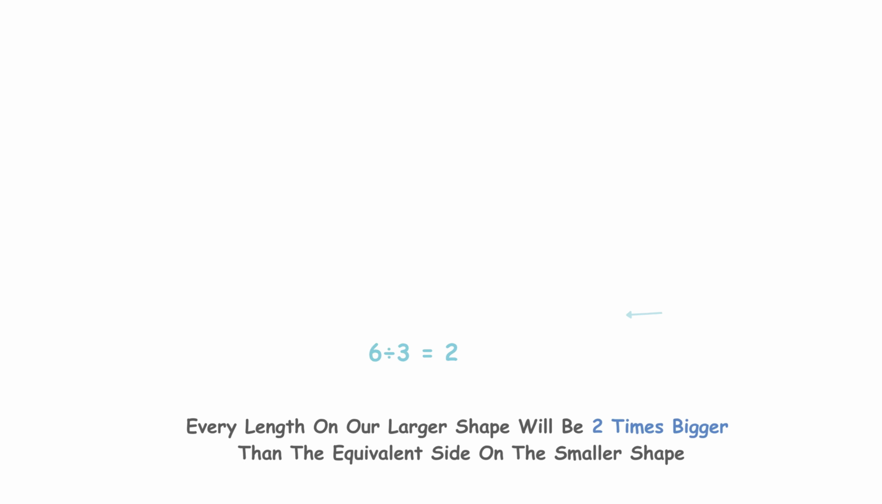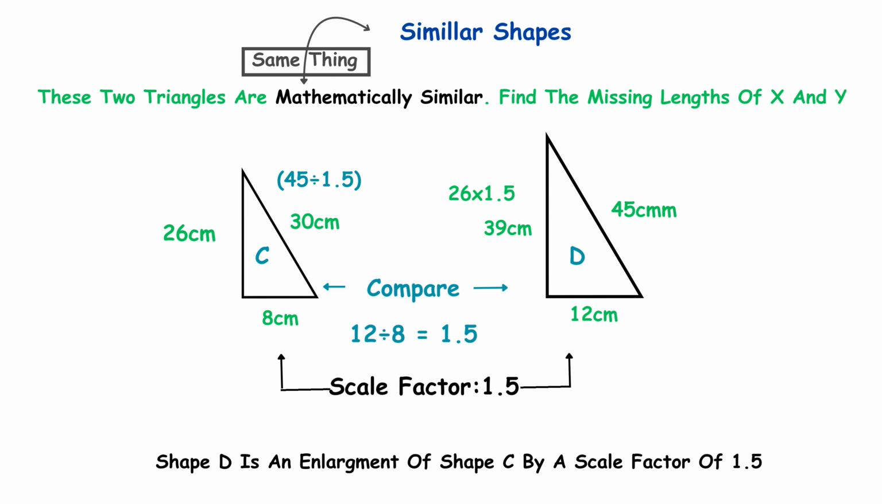Let's try another example to solidify this understanding. In this example, we are told that two triangles are mathematically similar and asked to find the missing side lengths labeled x and y. It is important to note that the term mathematically similar simply means the same thing as similar, so both terms are used interchangeably in exam questions and mean that the shapes are identical in form but different in size. Just as before, the first step is to determine the scale factor between the two triangles.